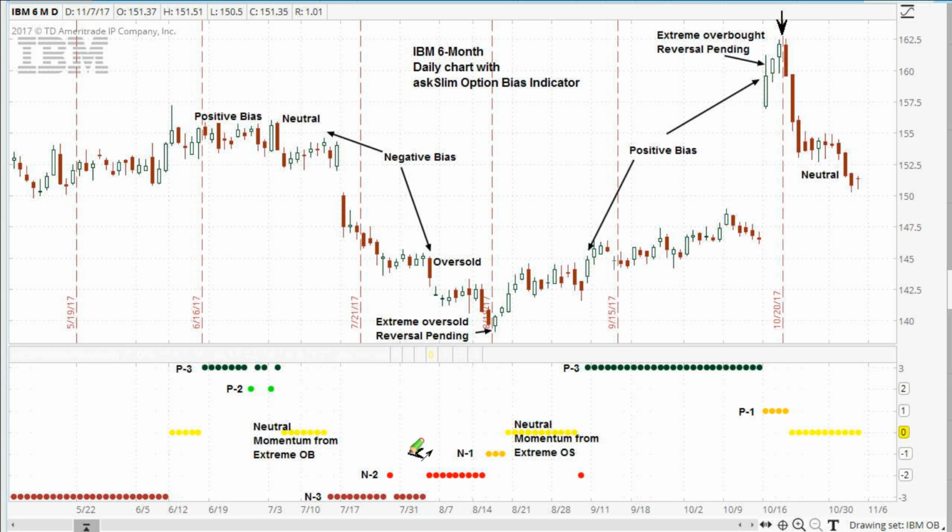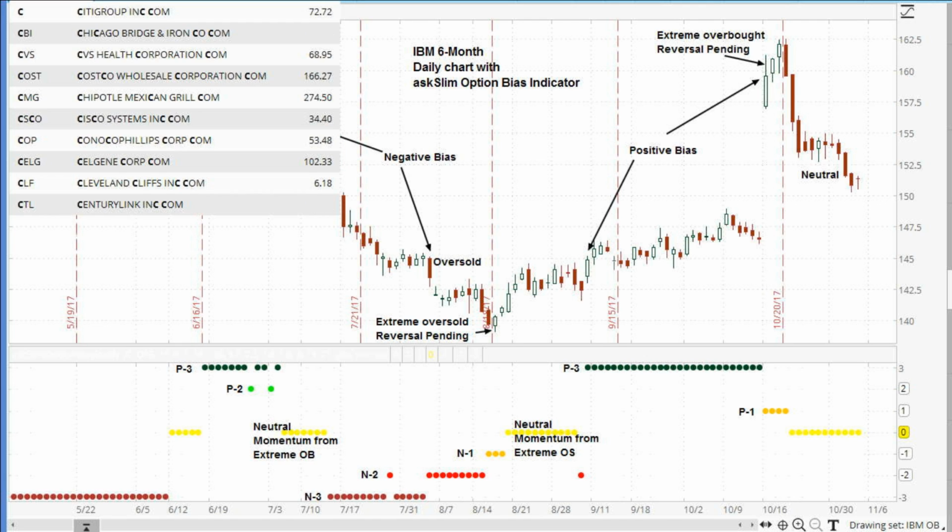It reversed right after that. So here was your N1 orange reading, and then it reversed. Here's your P1 orange reading that says extreme overbought, and then it reversed after that. So this was a clear indication of great signals here on the option bias indicator. I'm going to go through a number of other ones in here for you, and you will be able to tell the value of this. Let's take a look at Costco, C-O-S-T.